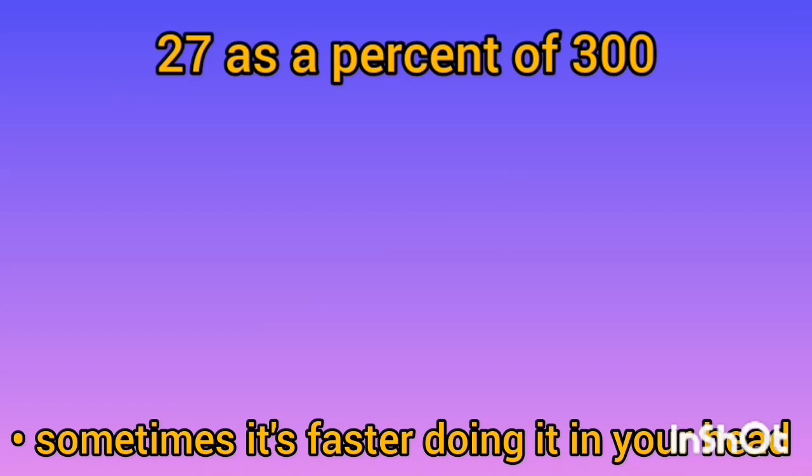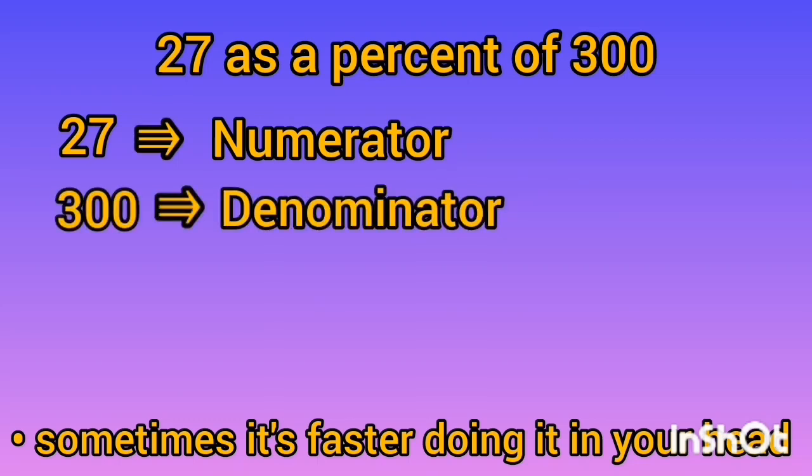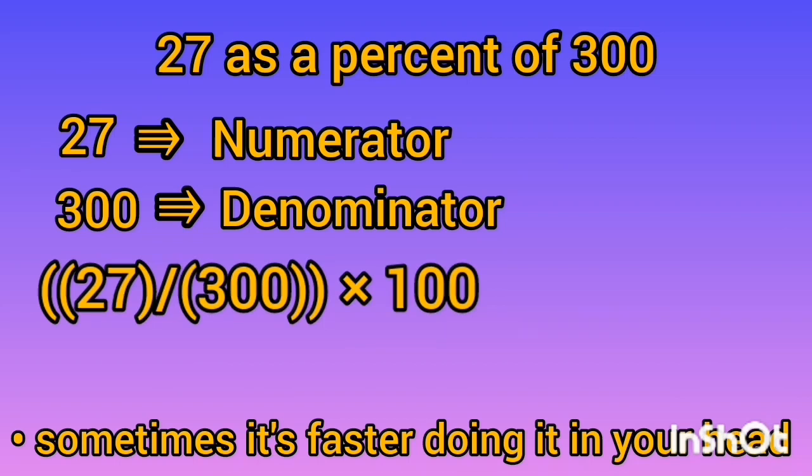Here what we do is that the first amount, which we are finding as a percent of another, becomes our numerator, and then the second amount becomes our denominator. So we have the first amount over the second amount, then we multiply all by 100.